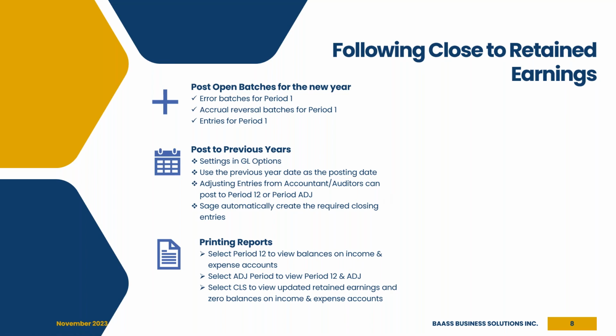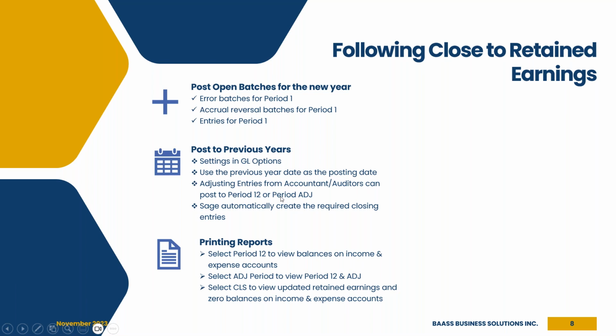And you can post those to period 12 or to a period called ADJ. Sage 300 allows you to post to a period ADJ so that you could reprint your trial balance for period 12 just as it was without any adjustment entry, just as it was at period end. Then you could reprint the report as of the period ADJ, and it would allow you to see those adjusted entries along with period 12.